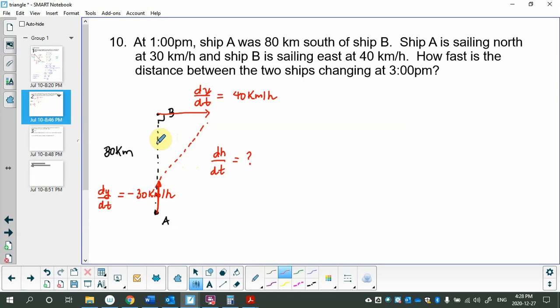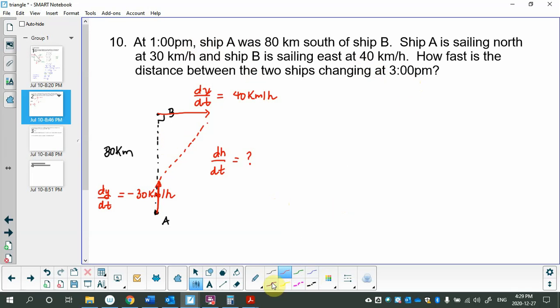It's because this isn't a max-min question. It's just asking how fast. It's not asking us to minimize the distance or maximize the distance. It's just generally saying how fast. So you have to approach this with all these rates being related to each other, which is why you have a related rates question. So where does this 1 p.m. and 3 p.m. come in?